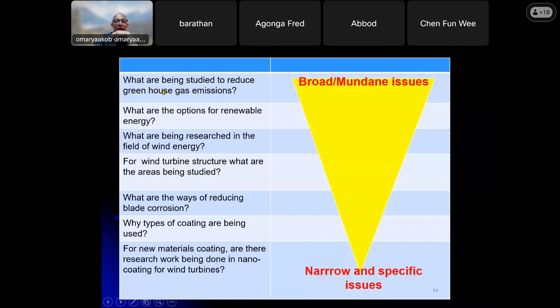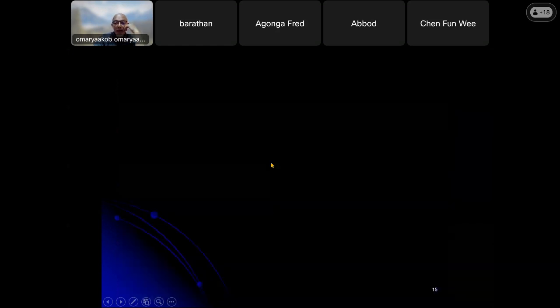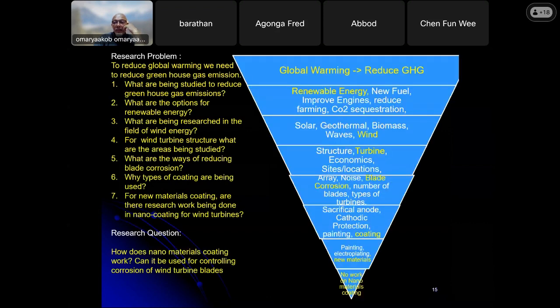What are being studied to reduce greenhouse gas emissions? What are the options for renewable energy? What is the research in the field of wind energy? See how it goes down from here, broad and mundane, and each one has got an answer. The mundane issue, the big issue, is global warming. This is the background. To mitigate global warming, we need to reduce GHG, greenhouse gas. So what are the ways to reduce GHG?